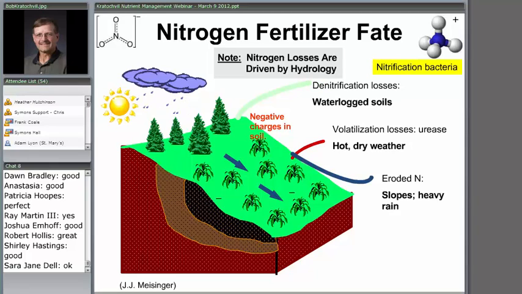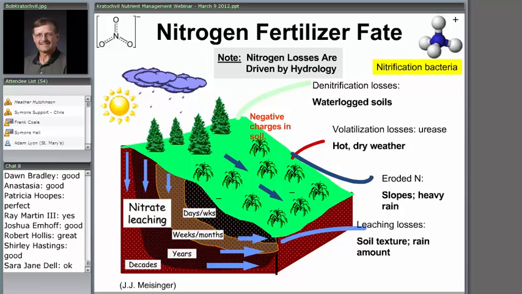Another way, if we have too much precipitation, and particularly if we are on heavily sloped soils, get a lot of rainfall, we can have loss that occurs both in the form of nitrate and ammonium through erosion of nitrogen off the site. But the way we lose nitrate the most in this region is through nitrate leaching.